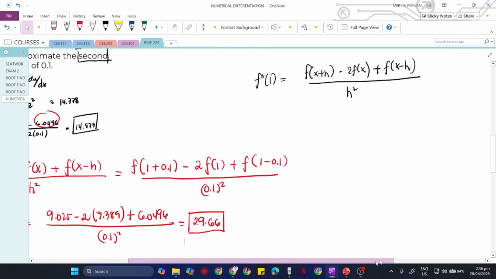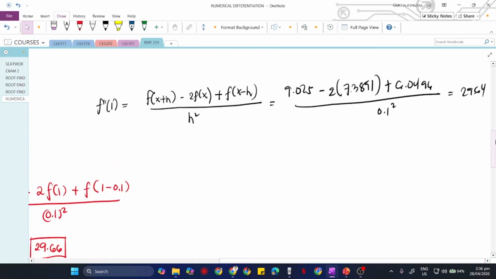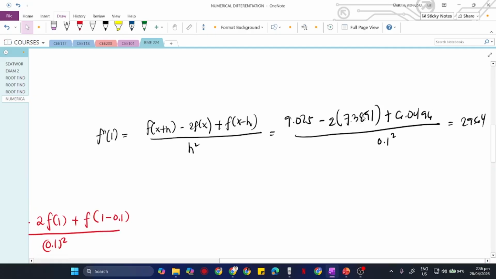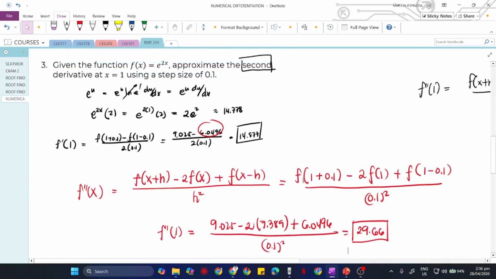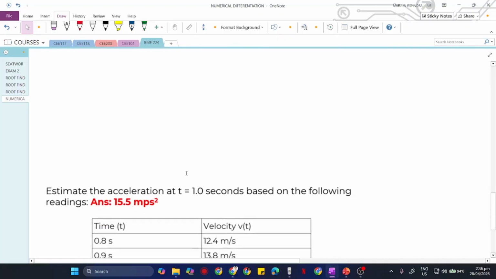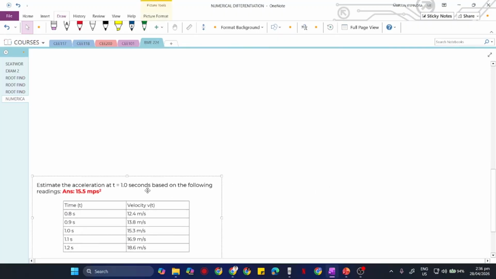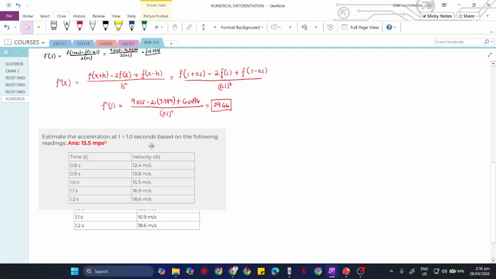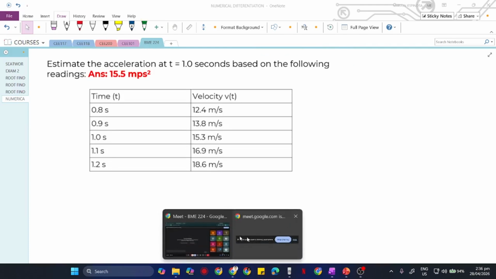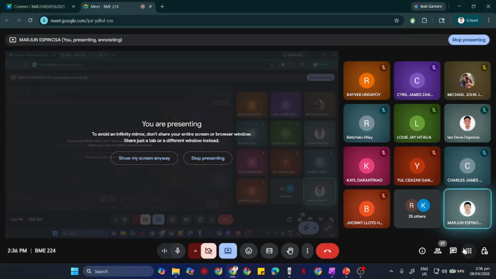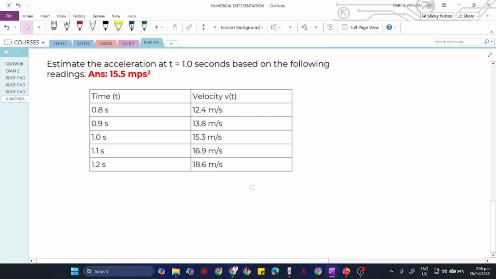So, actually, nandito na yan, no? 29.64 lang dito. Kasi, kinuha ko 7.389 dito hanggang 7389 lang. Okay? So, anyway, the same thing lang din, approximation. Nakuha nyo ba, class? That is for the second derivative. So, you just need to memorize, no? Yung forward difference. May tanong? Okay, forward difference, backward finite difference, saka central finite difference.